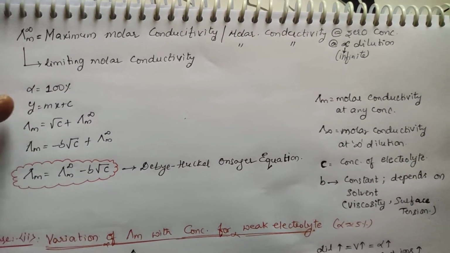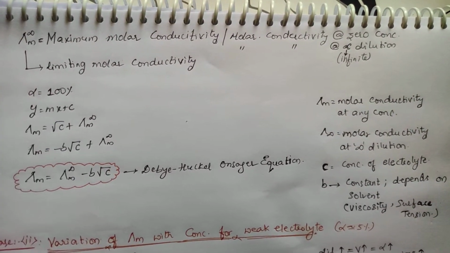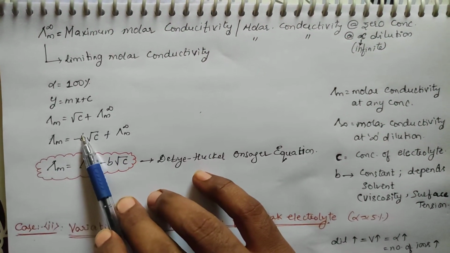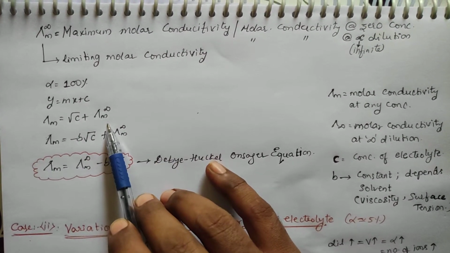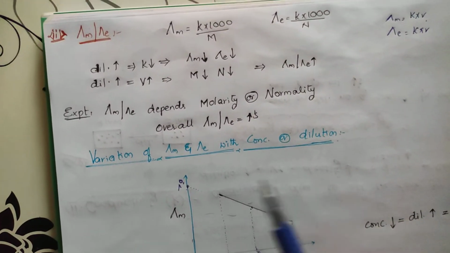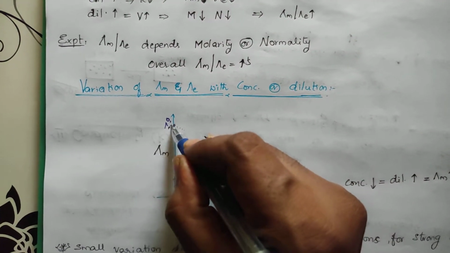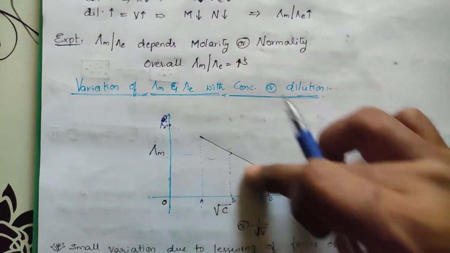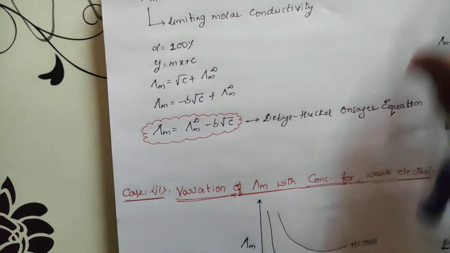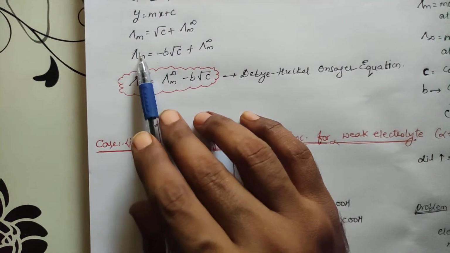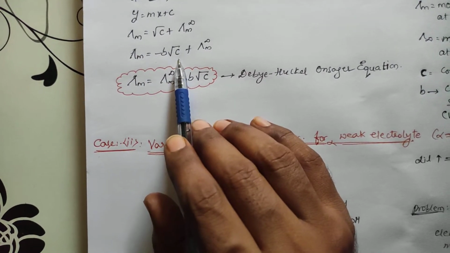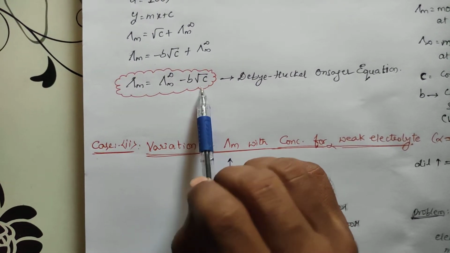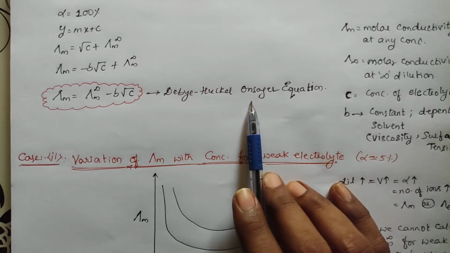So at infinite dilution, alpha will be equal to 0 and y is equal to mx plus c. On the x-axis you have taken root c, and this intercept you are getting is the molar conductivity at infinite dilution. So you are getting the intercept, and this is the negative slope, right? So you will be getting lambda m is equal to lambda m infinity minus b root c, where minus b is the slope and the intercept is the molar conductivity at infinite dilution. So this can be written in this pattern, and this equation is called the Debye-Hückel-Onsager equation.